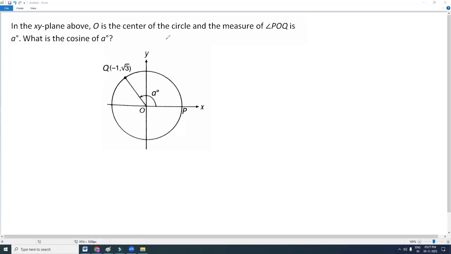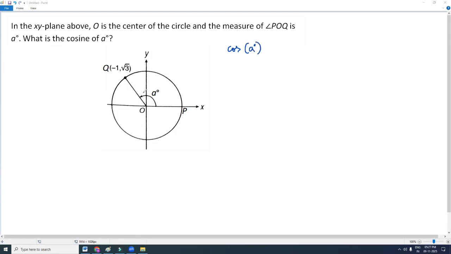In the xy plane above, O is the center of the circle and the measure of angle POQ is A degrees. What is the cosine of A degrees? That is, we have to get the value of cosine A degrees. Okay, let me write over here. That is cosine of A degrees.